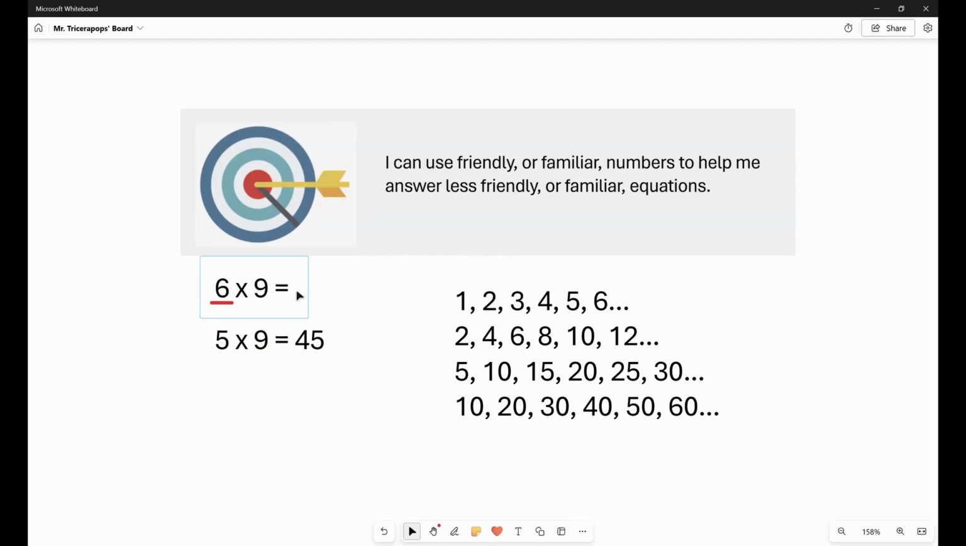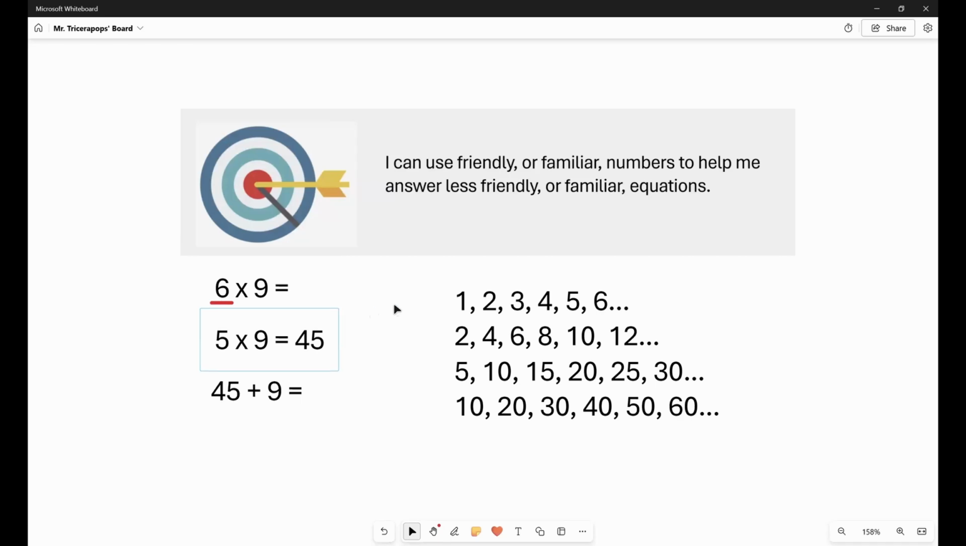6 groups of 9 is going to be what? How do we use this number to help us? 6 is how many more than 5? It's one more, right? So I take my 45 from my other answer, from my friendly, familiar equation, right? And I'm going to add one more what? This is 5 groups of 9. I need to find 6 groups of 9. So I need one more 9, right? So 45 plus 9 equals what?